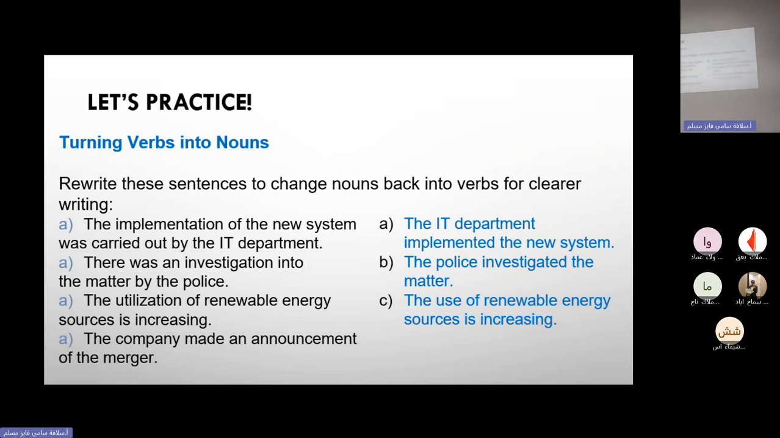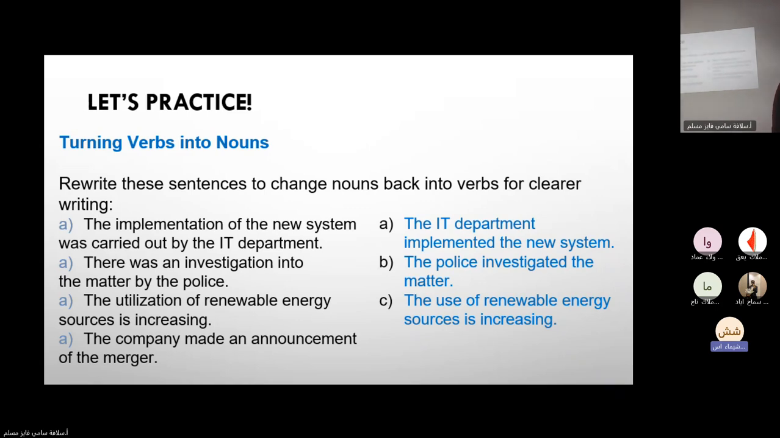The company made an announcement of the merger. كيف غيرتيها؟ غيرت فيها لحظة. The company made an announcement. ذا غيرت فيه حذفت. شو حذفتي؟ شيماء اقرأي لي الجملة اللي كتبتيها كاملة.